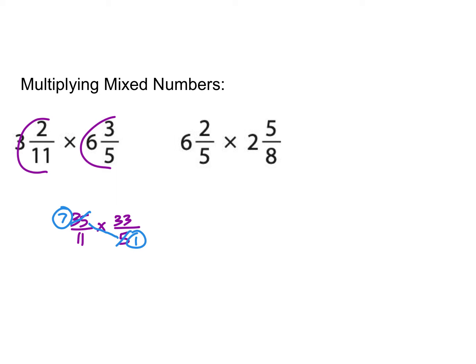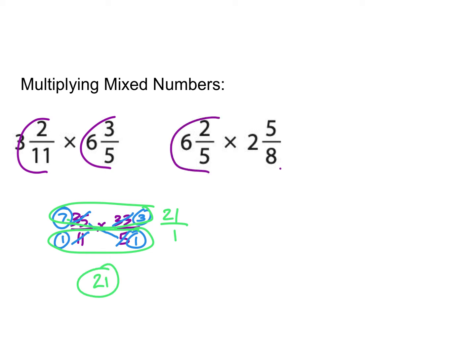Okay, let's do the other one. 11 and 33, I can divide by 11. I get 1, and divide by 11, I get 3. The only rule is you have to divide by the same thing for both diagonals in order for it to work. So top times top, 21. Bot times bot, 1. 21 divided by 1 is 21. Okay, let's make the next one mad.